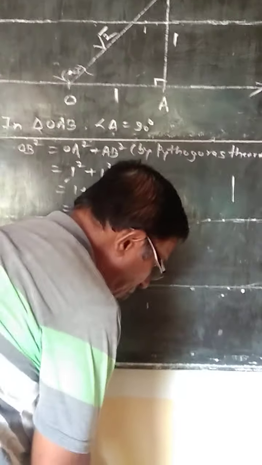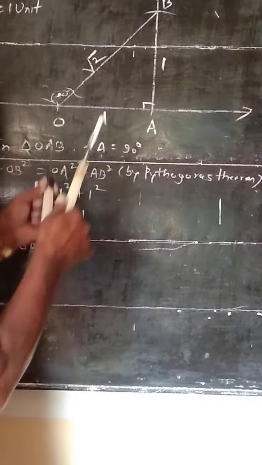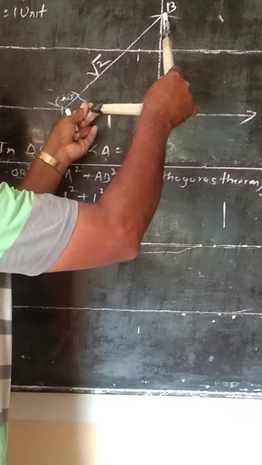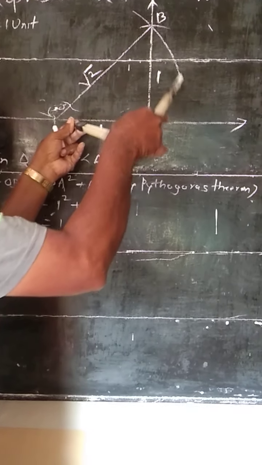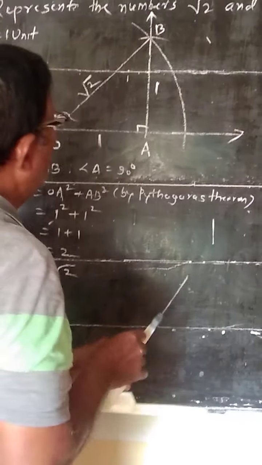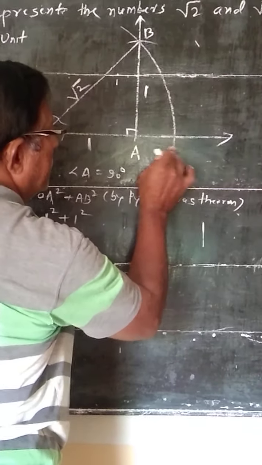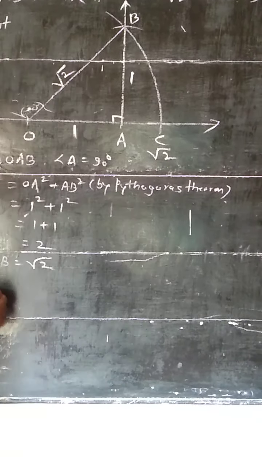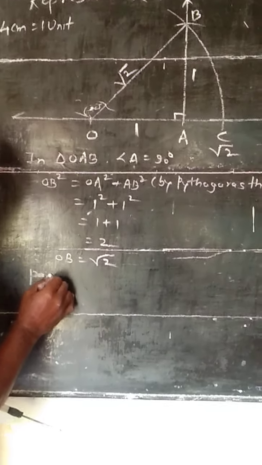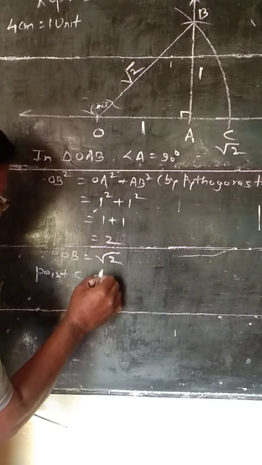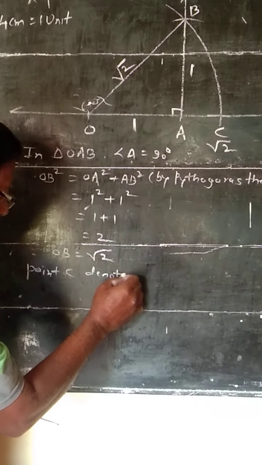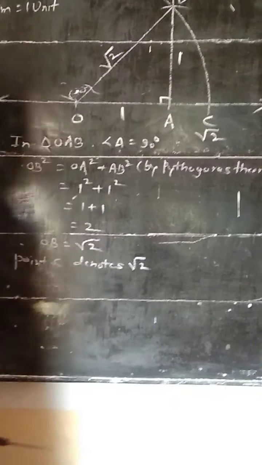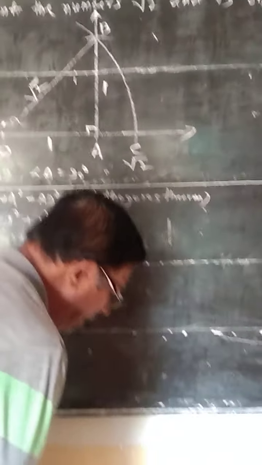So we want this root 2 on the number line. So put the point on O, take distance OB in the compass and draw the arc. Suppose this point is C. Point C denotes root 2. We want root 3 again.